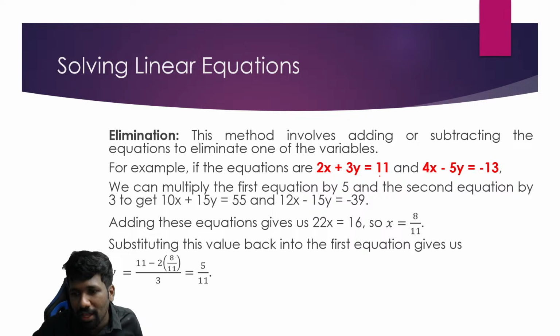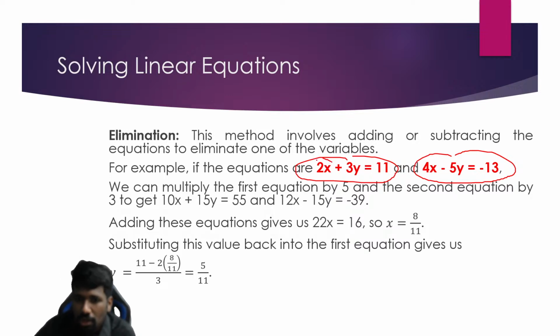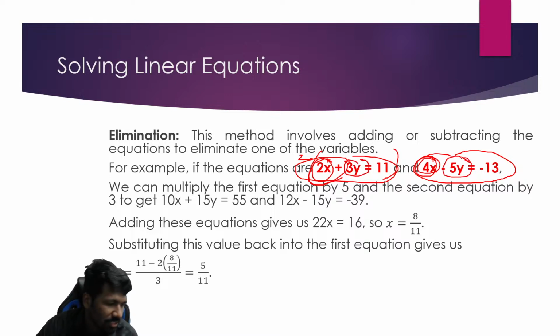Then there is something called the elimination method. I hope you remember it. 2x plus 3y equal to 11, 4x minus 5y equal to minus 13. Here we have 2x and 4x. If you want, you can multiply this by 2 to make it 4x. Then 4x minus 4x can be subtracted to get only the y value. I'm just telling you the idea. You just try with random equations.